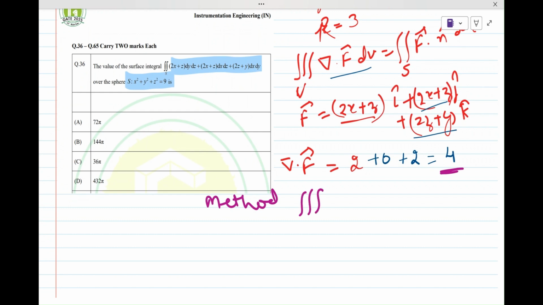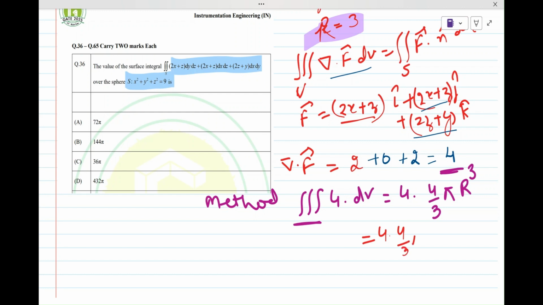Triple integral of 4 into dv means the triple integral over a sphere, that is the volume of a sphere. We know that is 4 by 3 pi r cube. Now here r we already found out, that is equal to 3. So we can write 4 into 4 by 3 pi into 3 cube. 1 3 cancel. So 16 9s are 144 pi. This one is your first method.